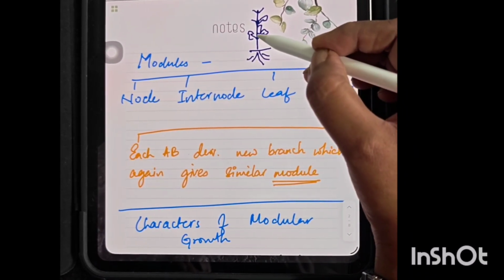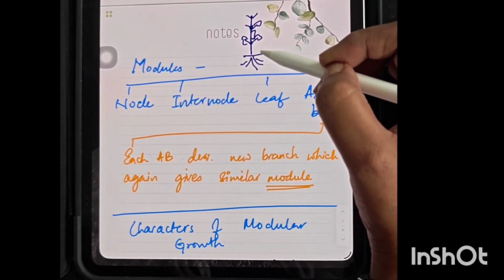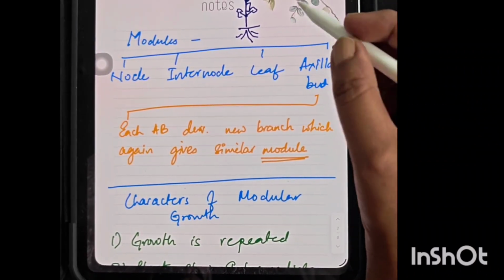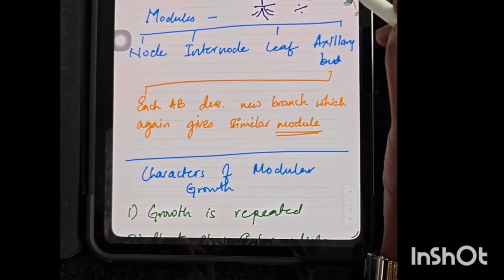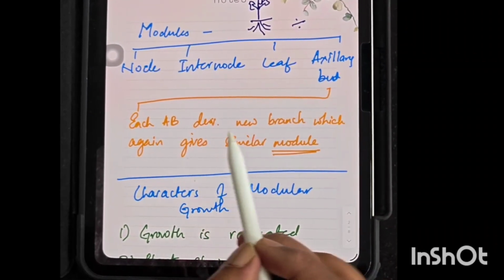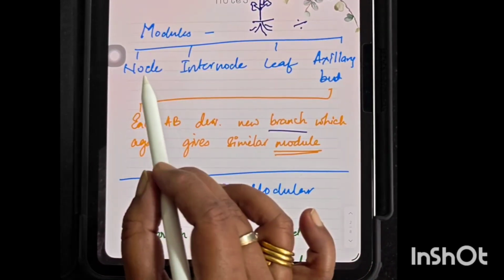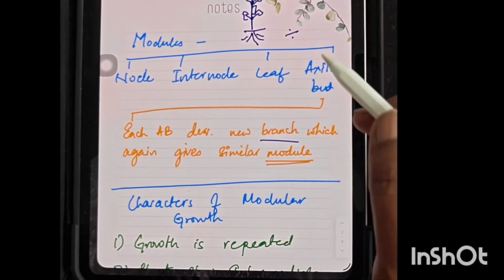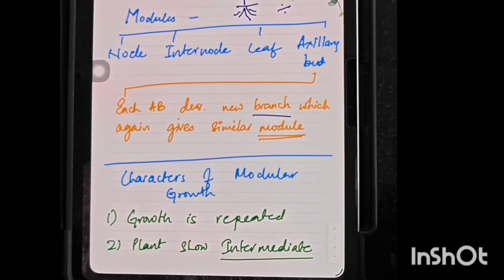Why? Because there are meristematic cells present at these modules. What are meristematic cells? Meristematic cells are cells which have the capacity to divide and multiply, to give the same kind of cells or to produce different organs. Each axillary bud develops into a new branch, which again gives rise to a similar module, meaning node, internode, leaf, and the same things are repeated. This is called indeterminate growth, which means there is a continuous process of growth.